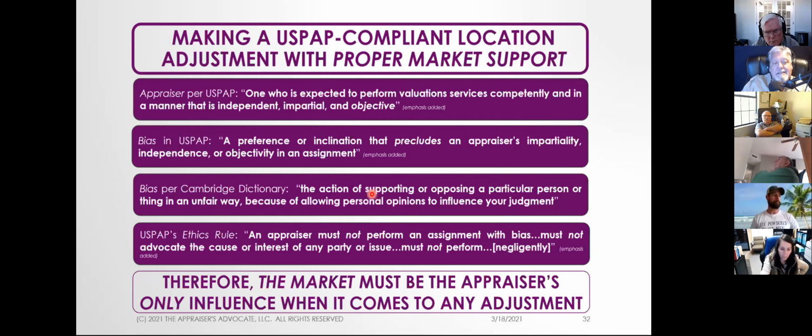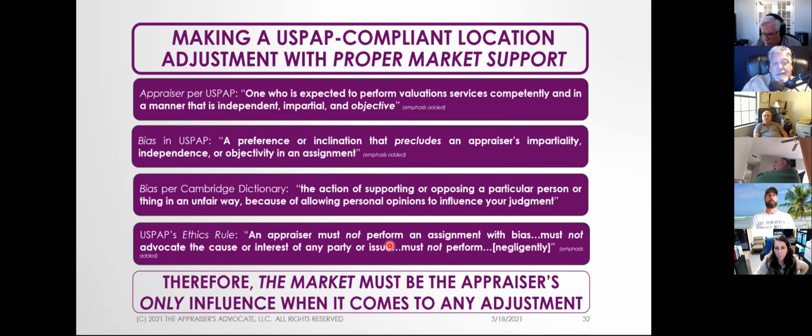This is another definition outside of USPAP, which we're not going to pay any attention to, quite frankly. I put it in here just as a comparison. Then this is the ethics rule. An appraiser must not perform an assignment with bias, which is defined here. Must not advocate the cause or interest of any party or issue. Must not perform negligently.